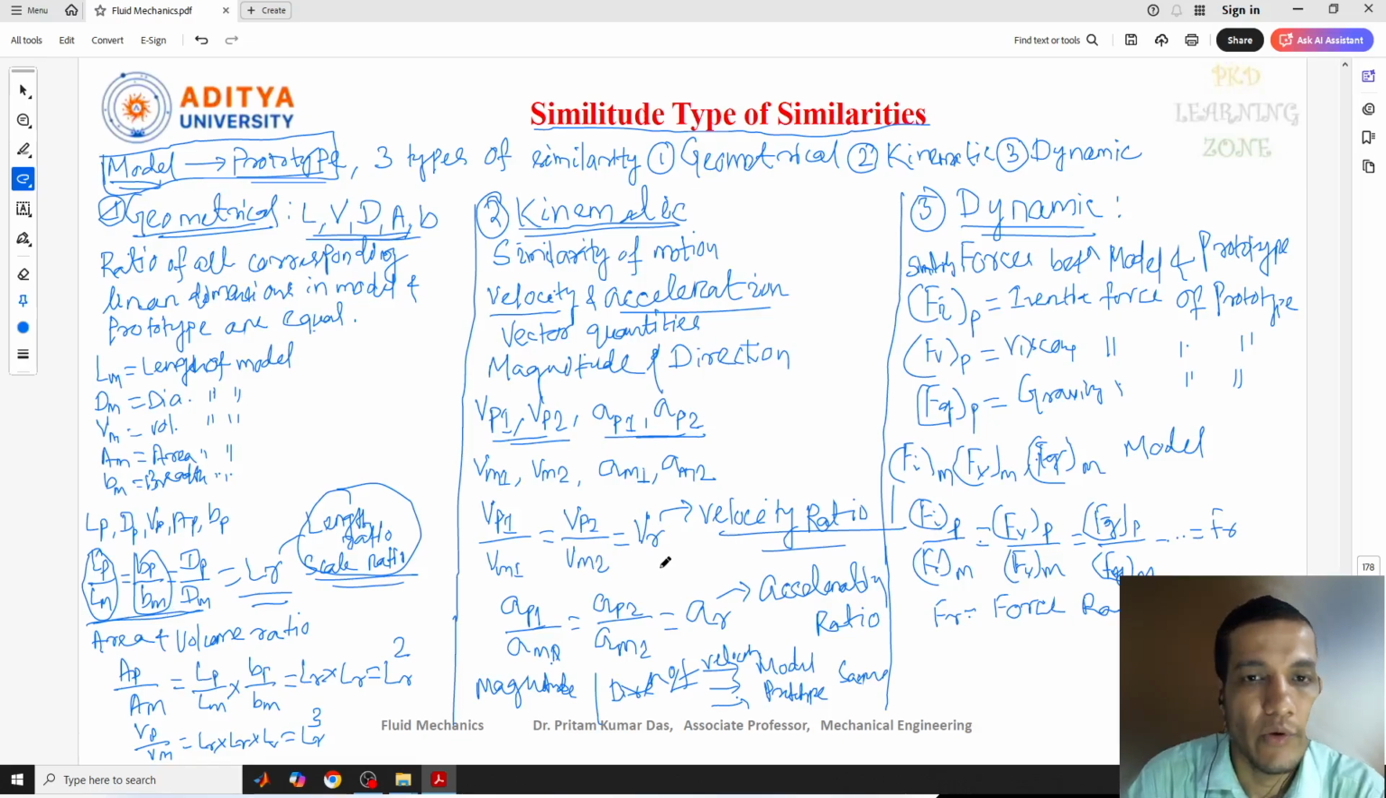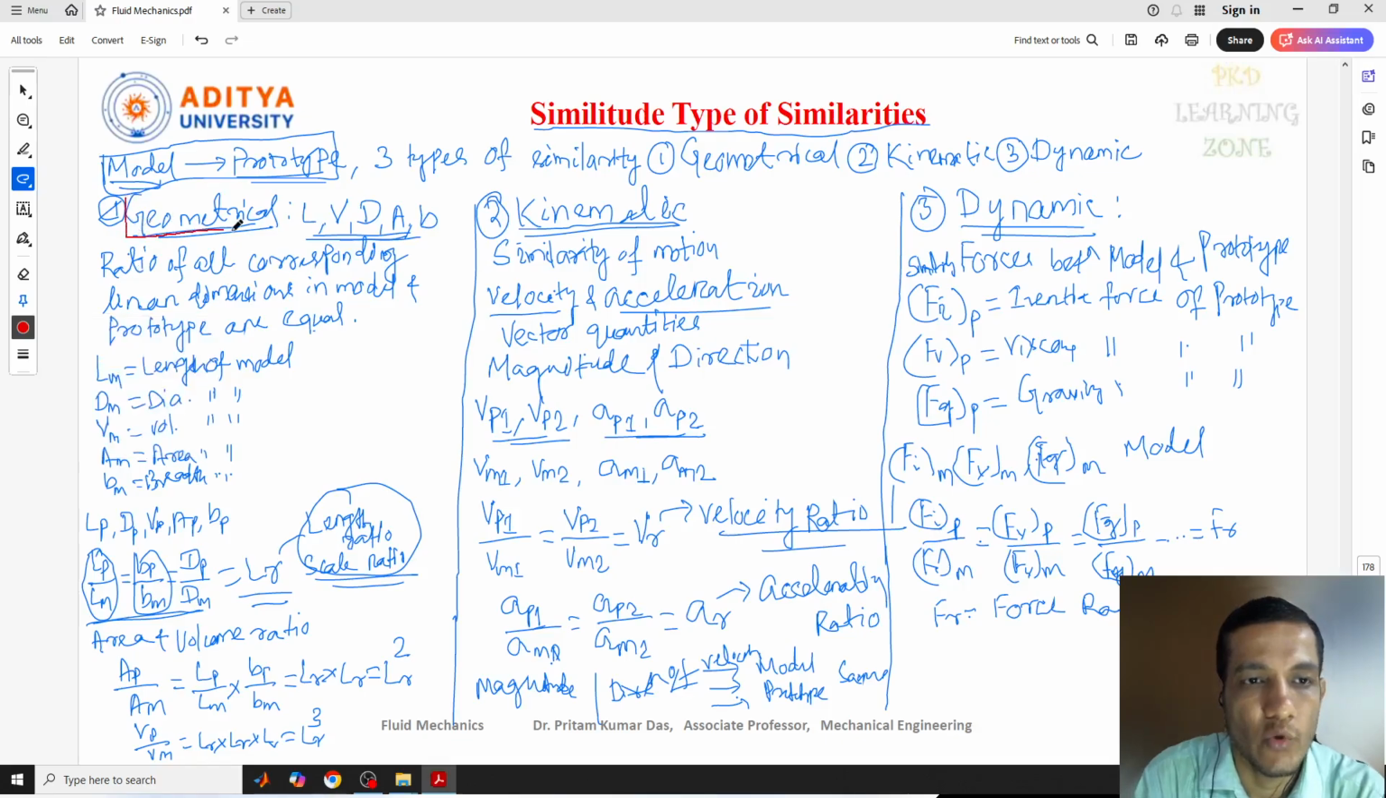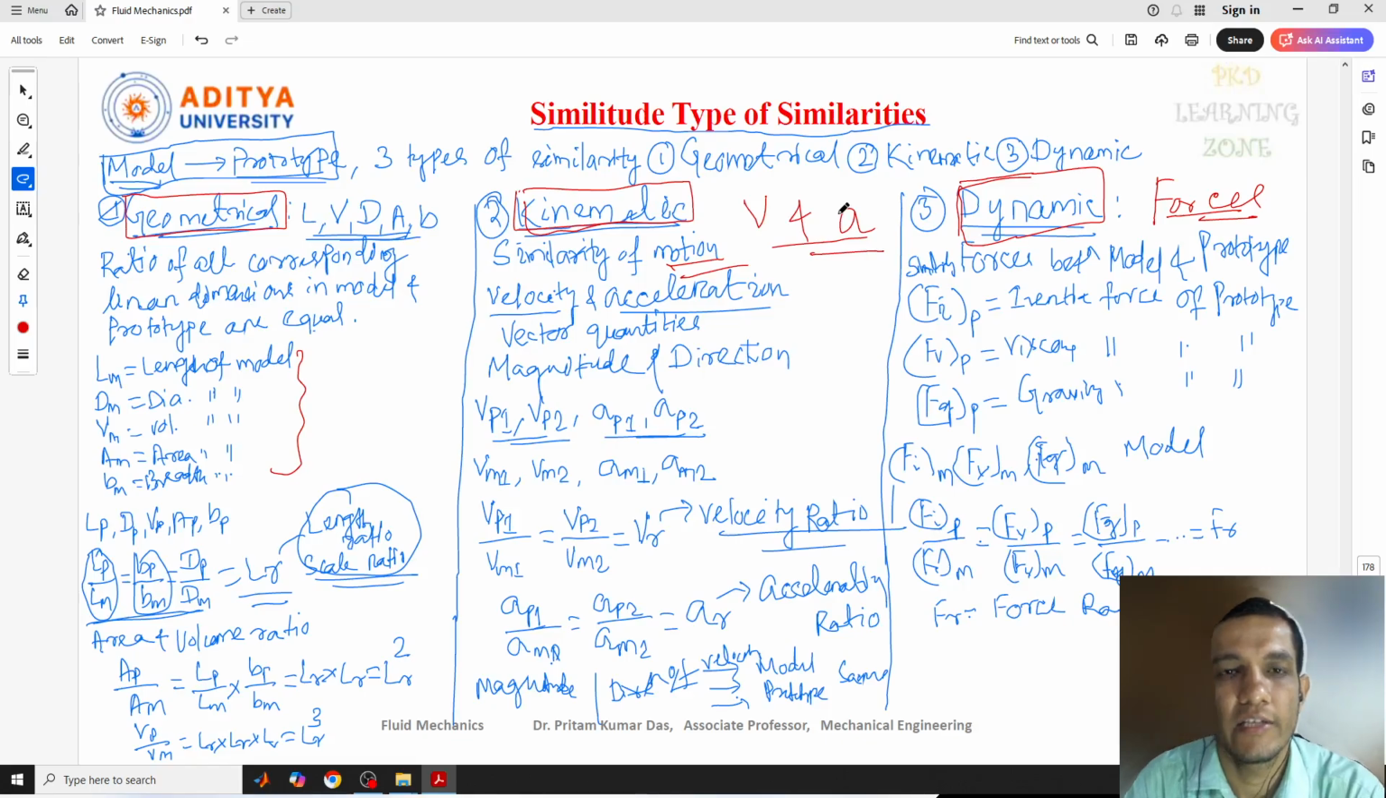What I have explained is very, very simple. If you want to highlight it: first, the geometrical similarities, where we consider only dimensions. In the kinematic similarities, we consider the similarity of motion, which is nothing but velocity and acceleration. And in the dynamic similarities, we consider the forces. These are the three things we can remember so that we can easily identify what ratios and similarities exist between model and prototype.